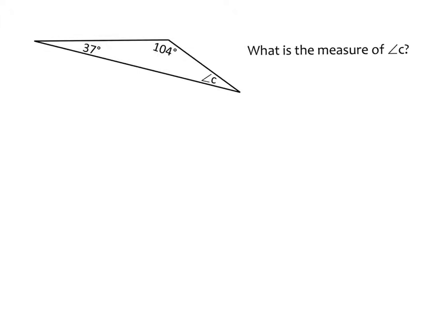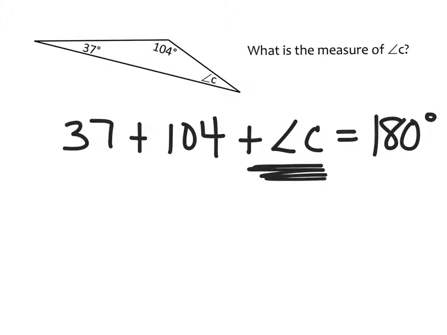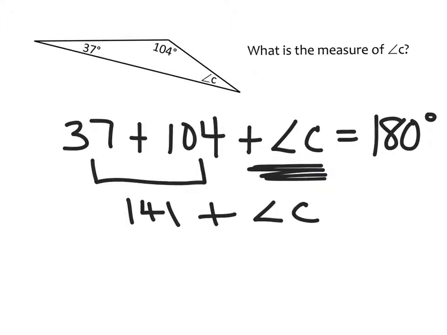Well, I see angle C, I see another angle, 104 degrees, and I see a third angle, 37 degrees. Well, if I remember what we've just been talking about, I know that 37 plus 104 plus angle C will have to have a sum of 180 degrees. So what's the measure of angle C? If you've thought about combining the two known angles first, very good idea. 141 plus angle C equals 180.